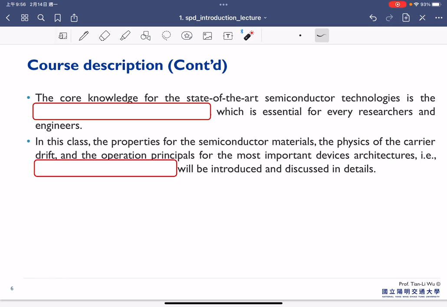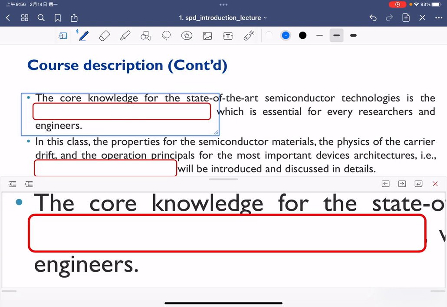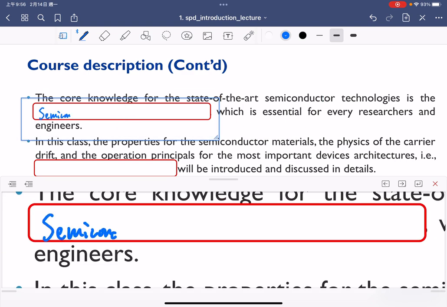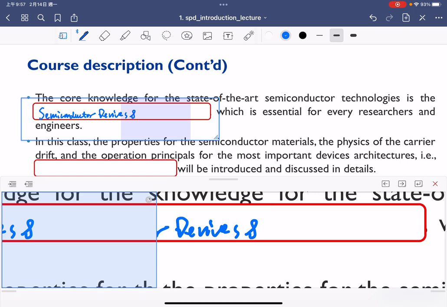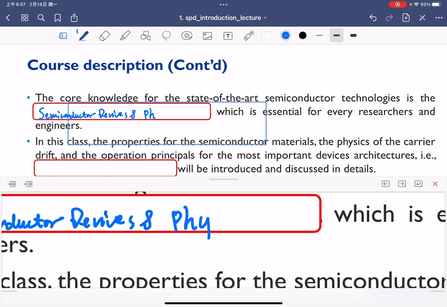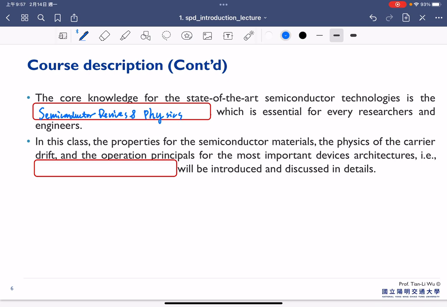Okay, so the core knowledge of our semiconductor technology is semiconductor device and physics, which is essential for every researcher and engineer. So if you are interested in this industry in the future, then for sure you need to understand what semiconductor device and physics actually is here.